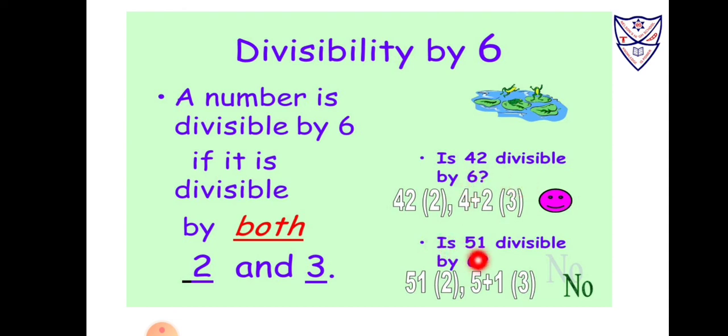Now, for example, if we take 51. Is 51 divisible by 2? No, it is not divisible by 2. 51 is divisible by 3, because 5 plus 1 equals 6, which is a multiple of 3. But 51 is not divisible by 6. Why? Because 51 is not divisible by 2. So, if we want to find whether a number is divisible by 6, it should be divisible by both 2 and 3.